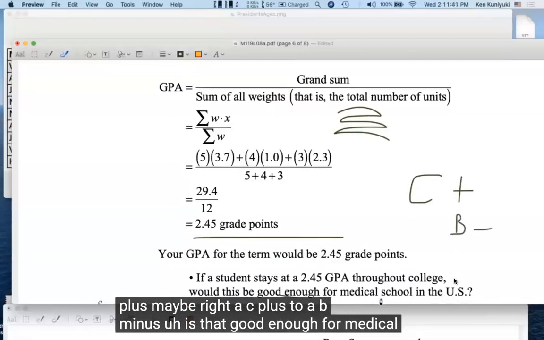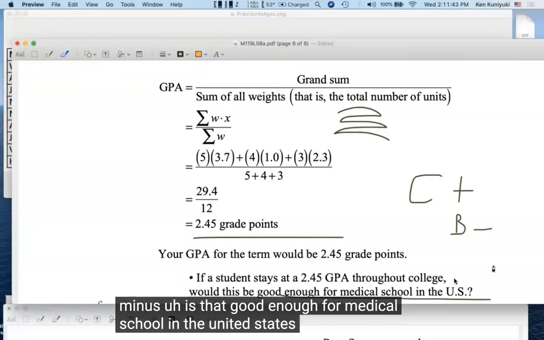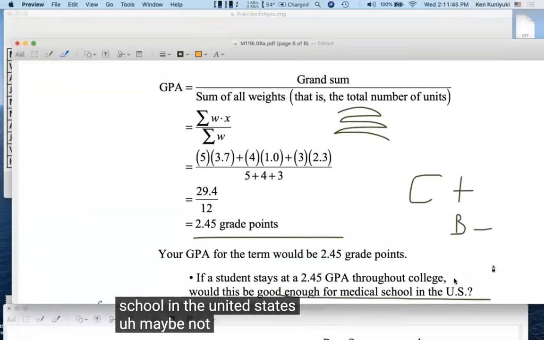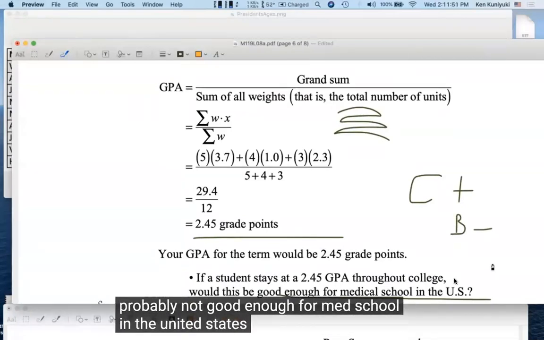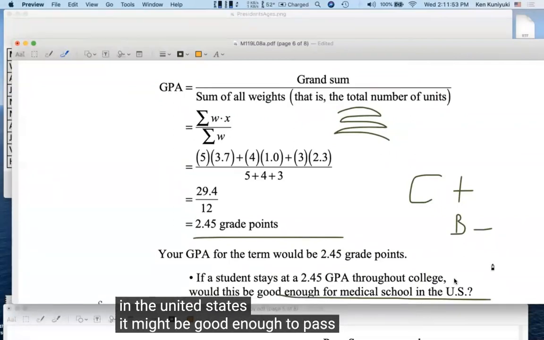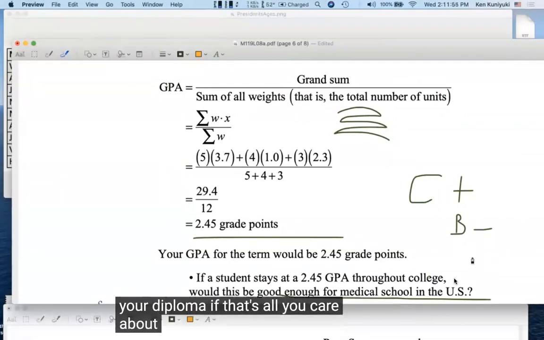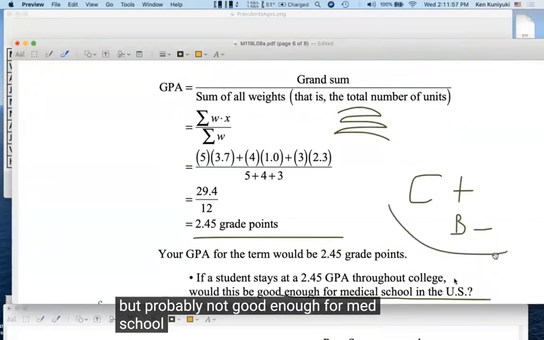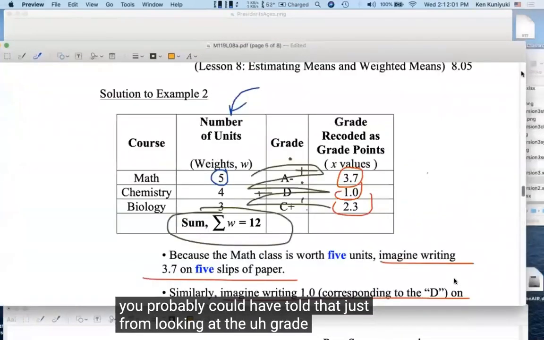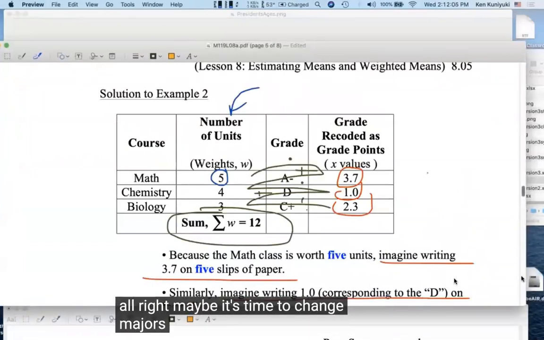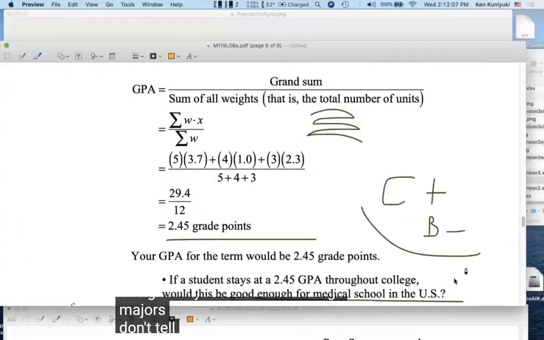Is that good enough for medical school in the United States? Maybe not. Maybe in Fredonia, but not in the United States. That's probably not good enough for med school in the United States. It might be good enough to pass and get your diploma if that's all you care about, but probably not good enough for med school. Then again, you probably could have told that just from looking at the grade record here. Maybe it's time to change majors. Don't tell your parents I said that.